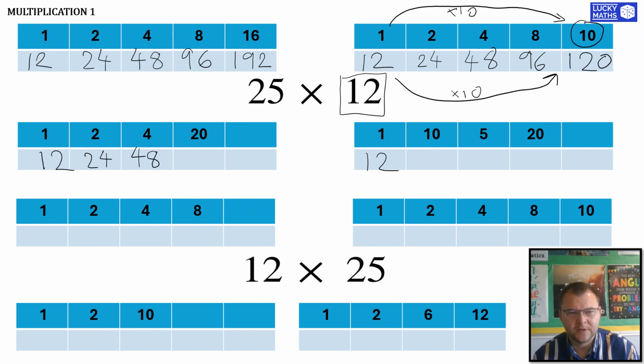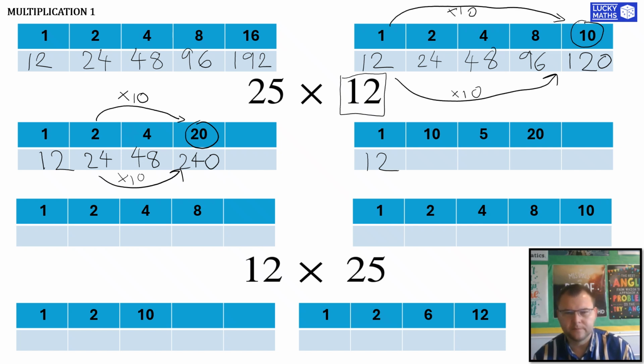But this time, I'll circle the one I'm interested in. I've got 20 lots of 12. But if we know what 2 lots of 12 make, if we times that by 10, 2 times 10 is 20. So therefore 24 times 10 means 20 lots of 12 is 240. And finally, I can use some of those numbers again here. 1 lot of 12, 10 lots of 12 is 10 times bigger, 120.